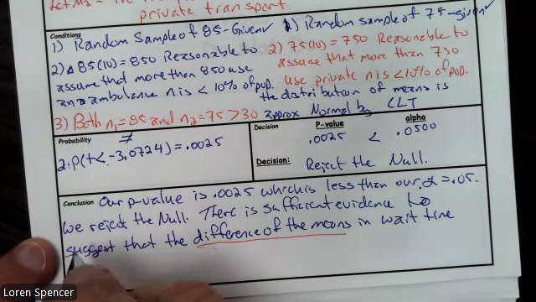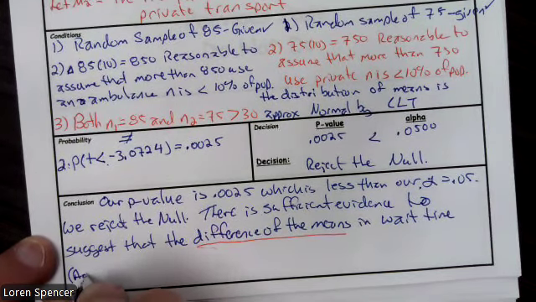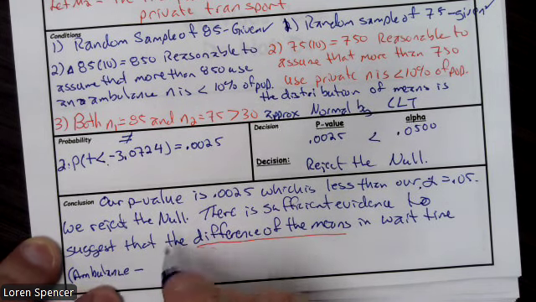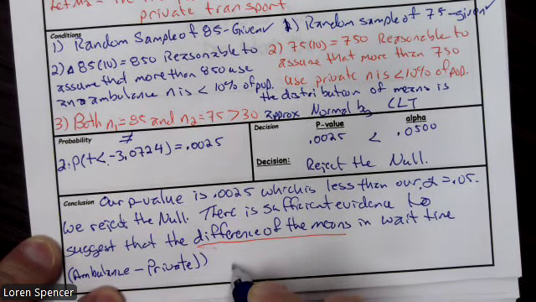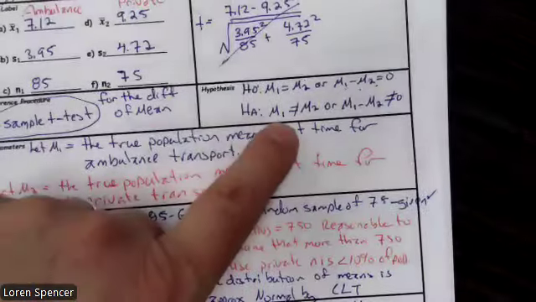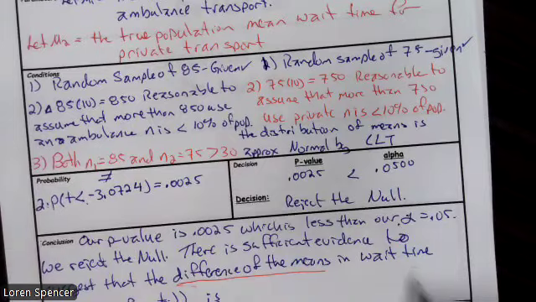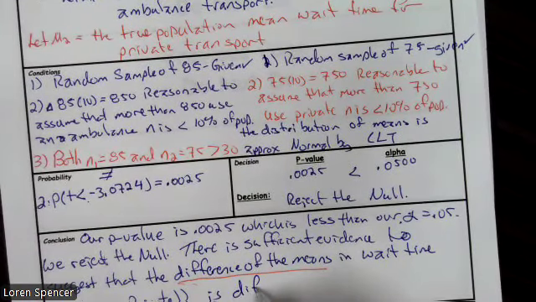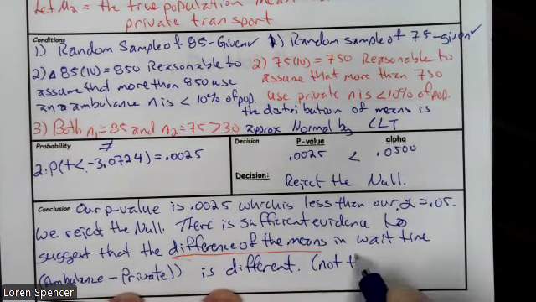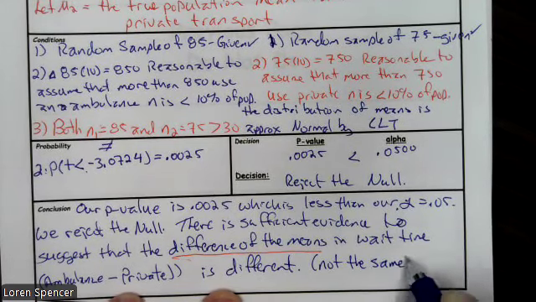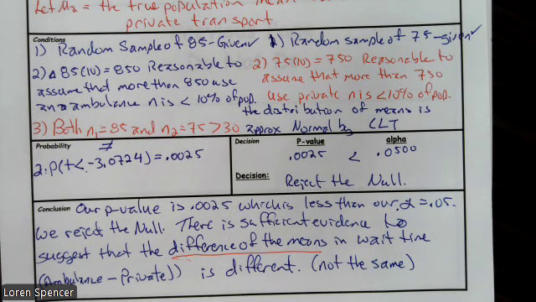And we had to put our order, and we went ambulance minus private is, what's our alternative? Not equal to is different. Or is different, or is not the same. All right. So that's our hypothesis test for the wait time.